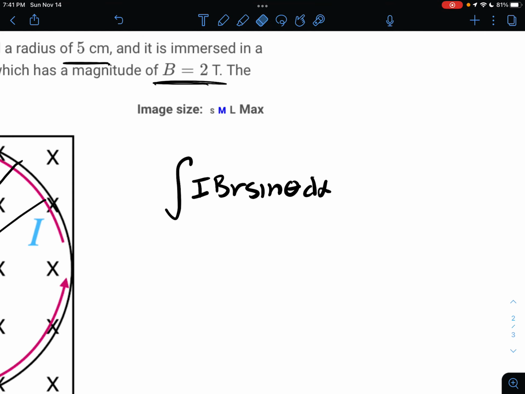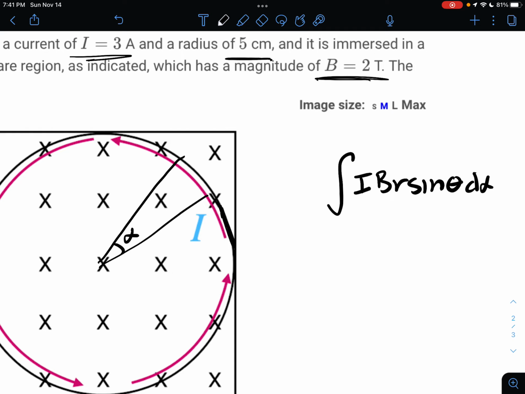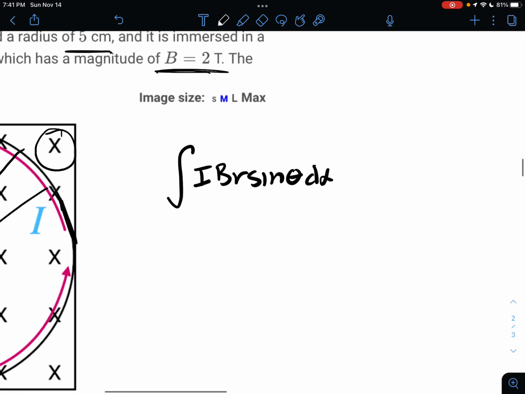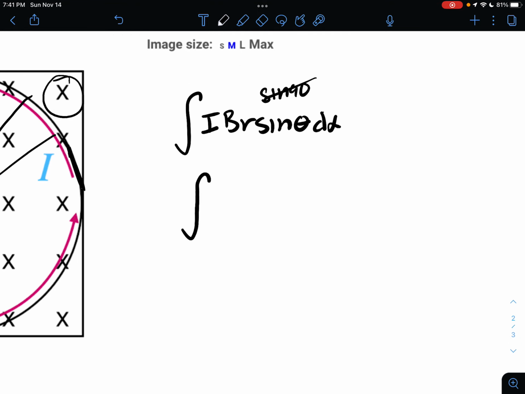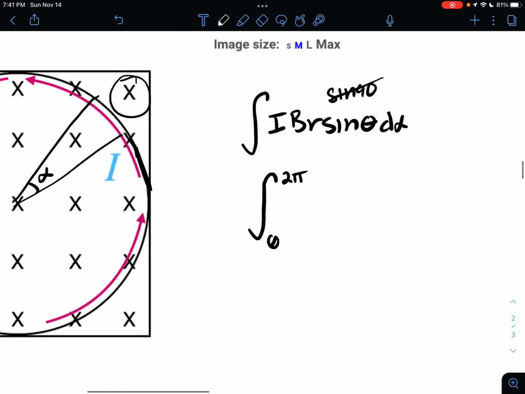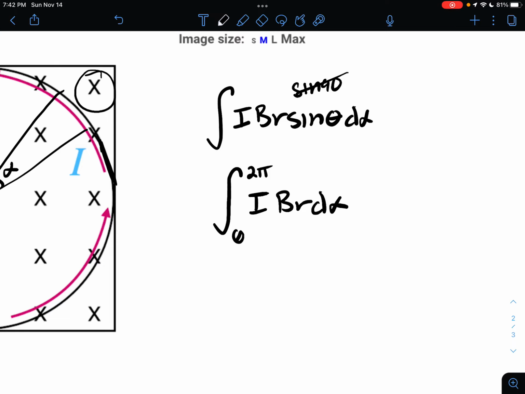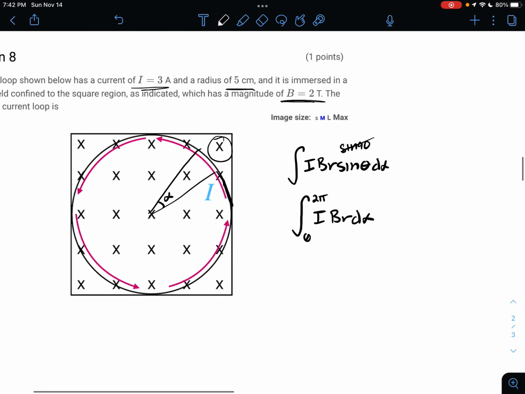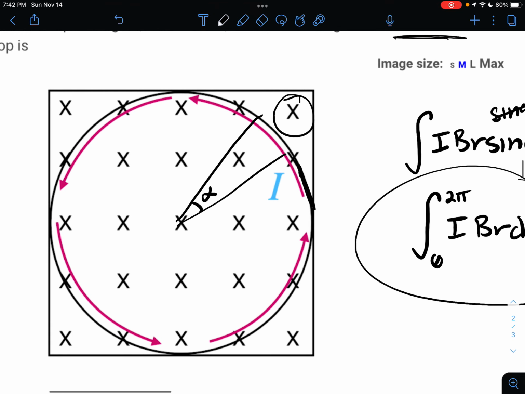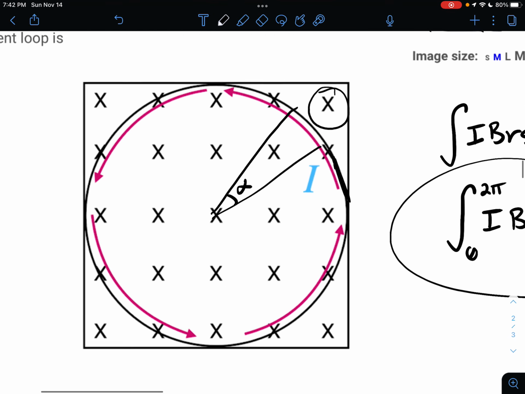So sine theta I can just get rid of, because our current is going parallel to our paper and our magnetic field is going into the paper, so they're at a 90-degree angle. Sine of 90 is just 1. So we're integrating from 0 to 2 pi, because we're going all the way around the circle: I, B, r, d alpha. That's the equation for the magnitude of a force.